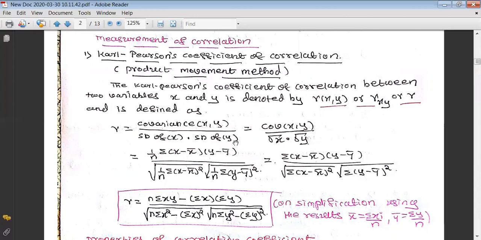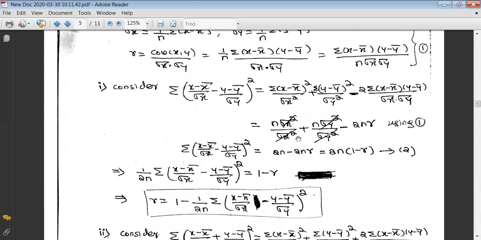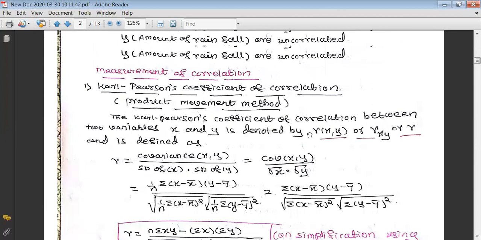And this covariance between X and Y is simply written as COV of XY and is read as covariance between X and Y. And the standard deviation of X is denoted as sigma X, and the standard deviation of Y is denoted as sigma Y, we can say.